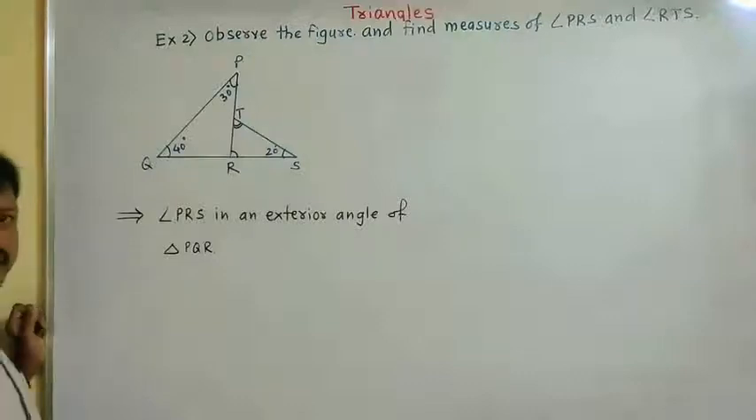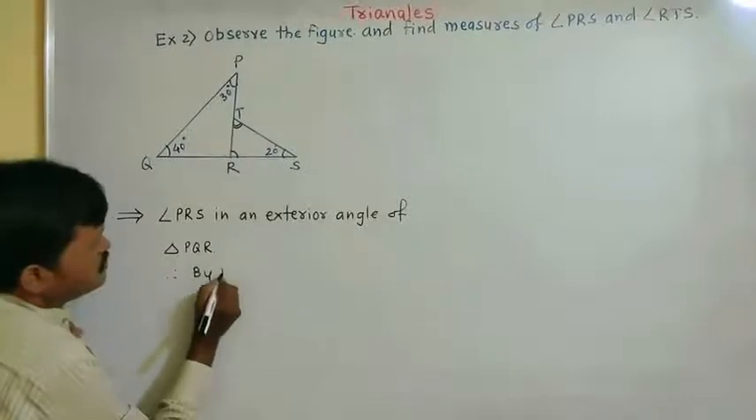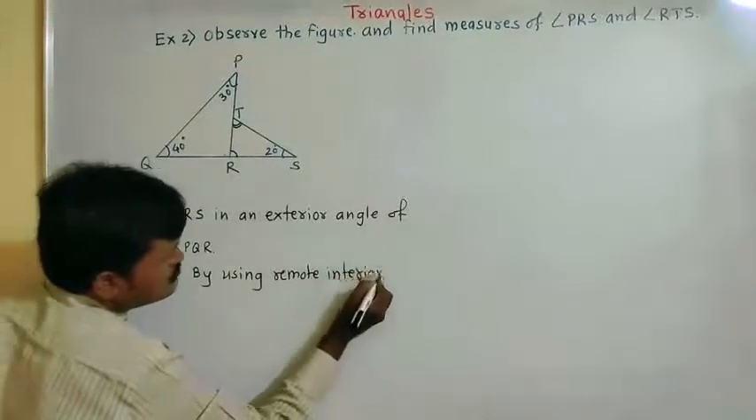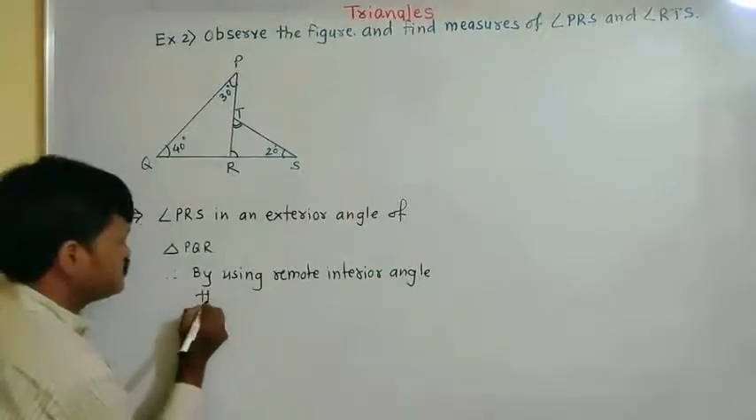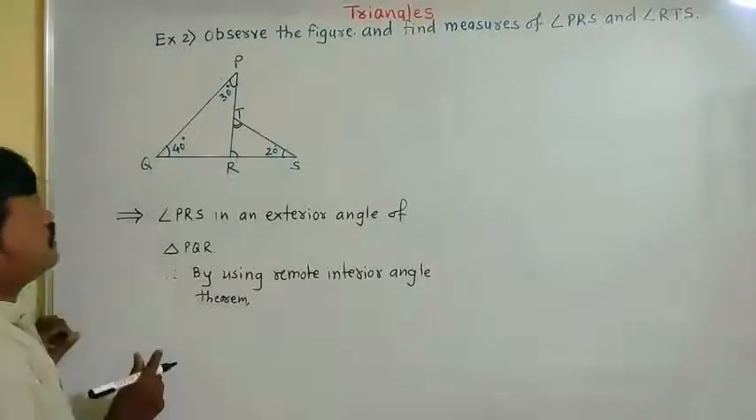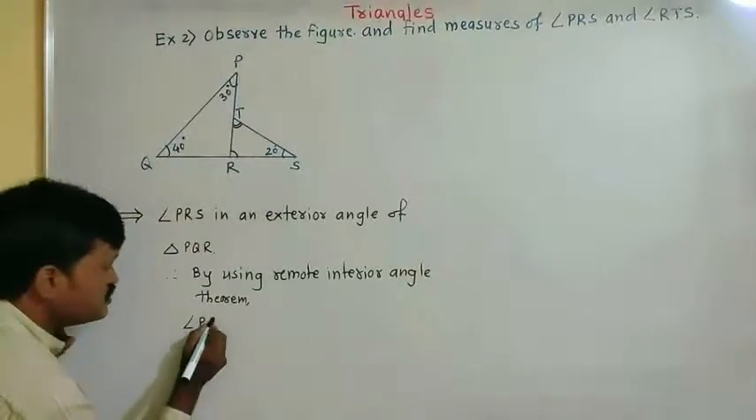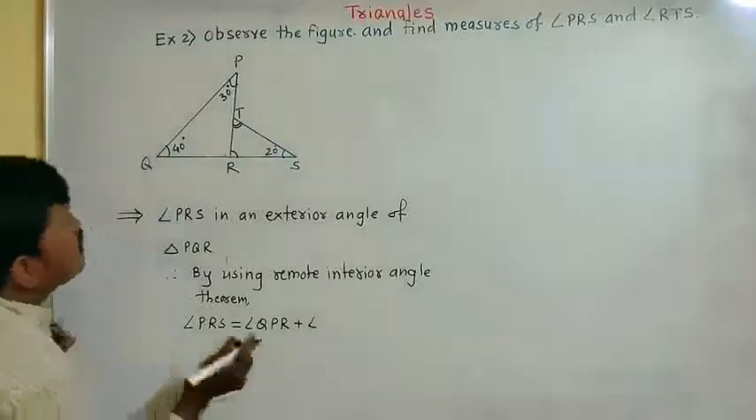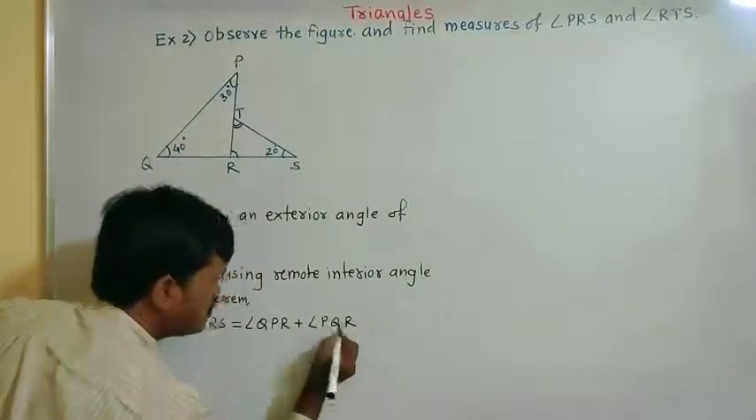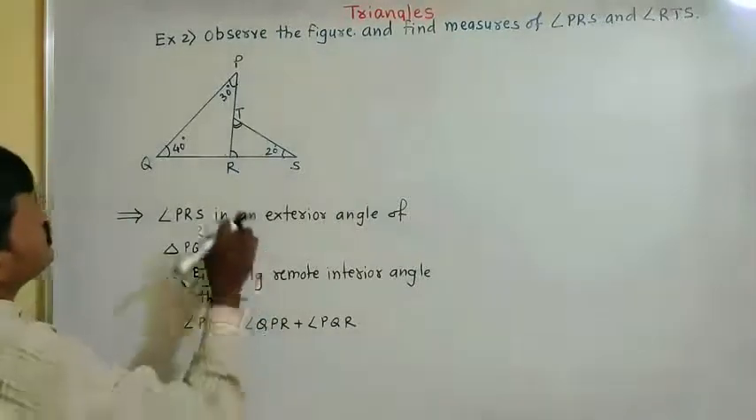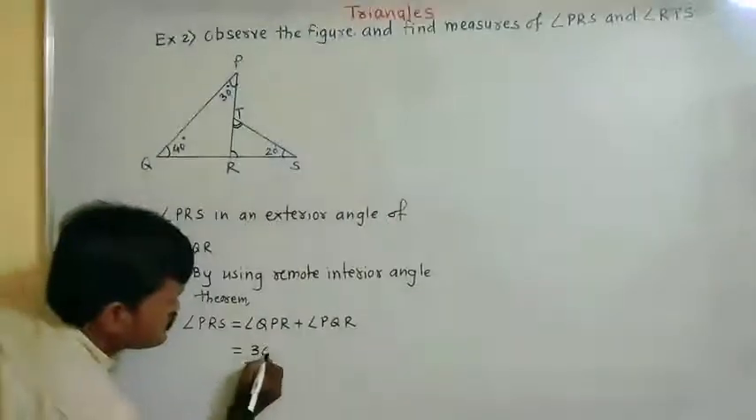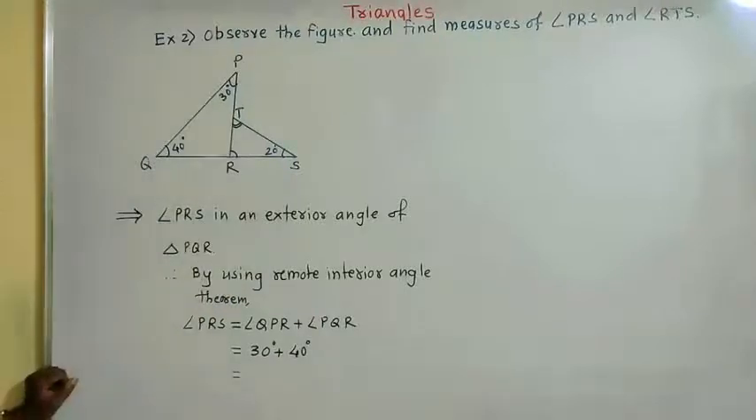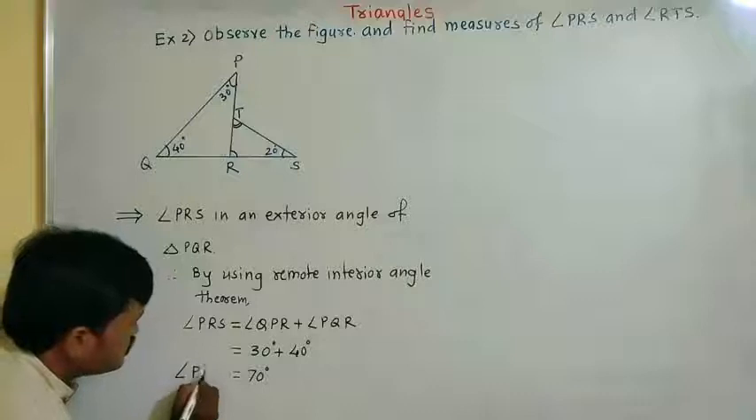So by using the remote interior angle theorem, we write angle PRS is equal to angle QPR plus angle PQR. The value of angle QPR is 30 degrees, plus angle PQR, that is 40 degrees, is equal to 30 plus 40, that is 70 degrees. So this is angle PRS.